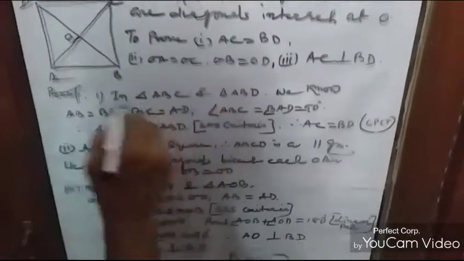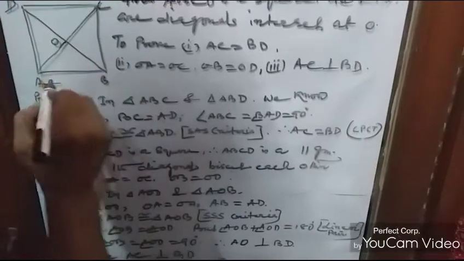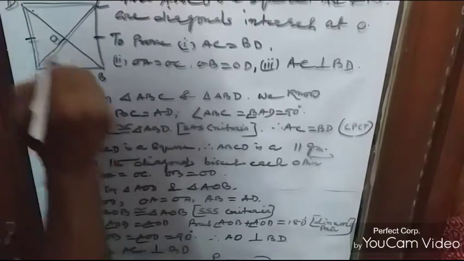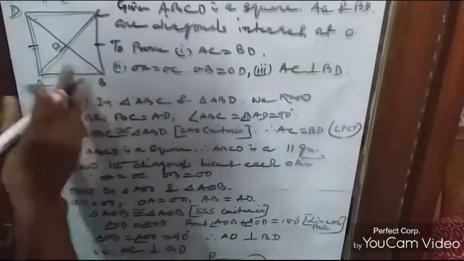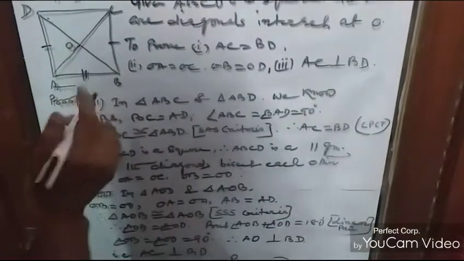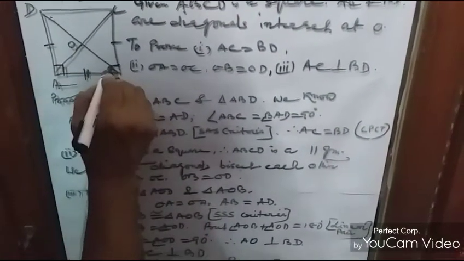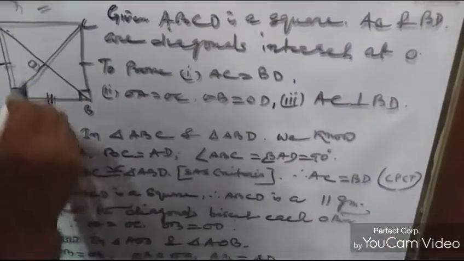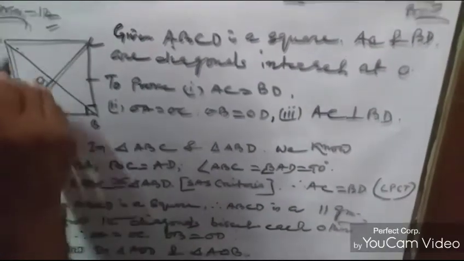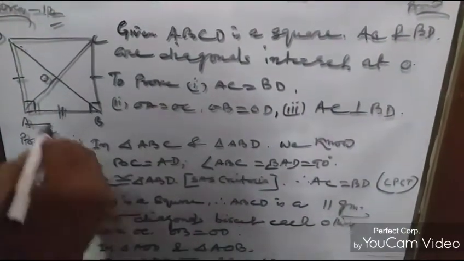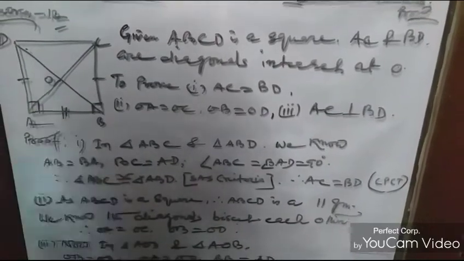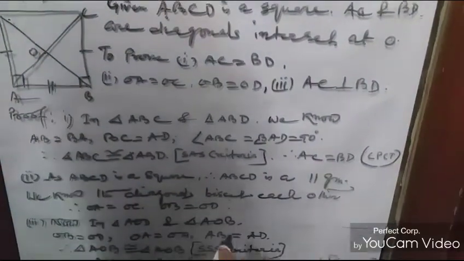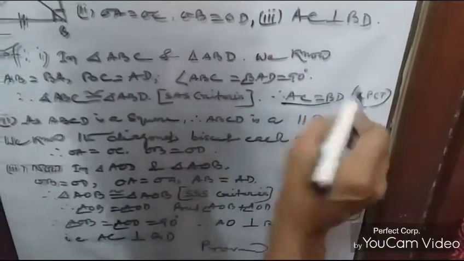Then, in triangle ABC and triangle ABD, we know AD equal to BC. AB is common to both the triangles, and this angle and this angle are 90 degrees, as we know the angles of a square. So these two triangles, ABC and ABD, are congruent to each other by SAS criteria. So we can conclude that AC equal to BD. This is CPCT, and this is the first part we got.